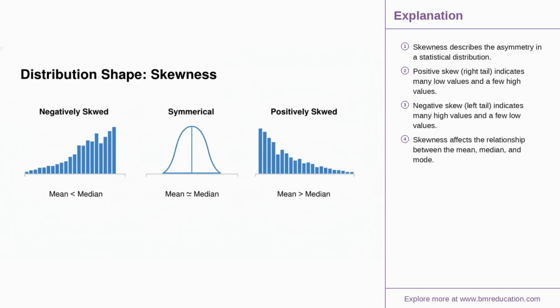Skewness measures the asymmetry of the data. A positively skewed distribution has a long tail to the right, often seen in income data. A negatively skewed distribution has a long tail to the left. A symmetrical distribution, like the classic bell curve, has no skew. This shape gives us vital clues about the underlying data.